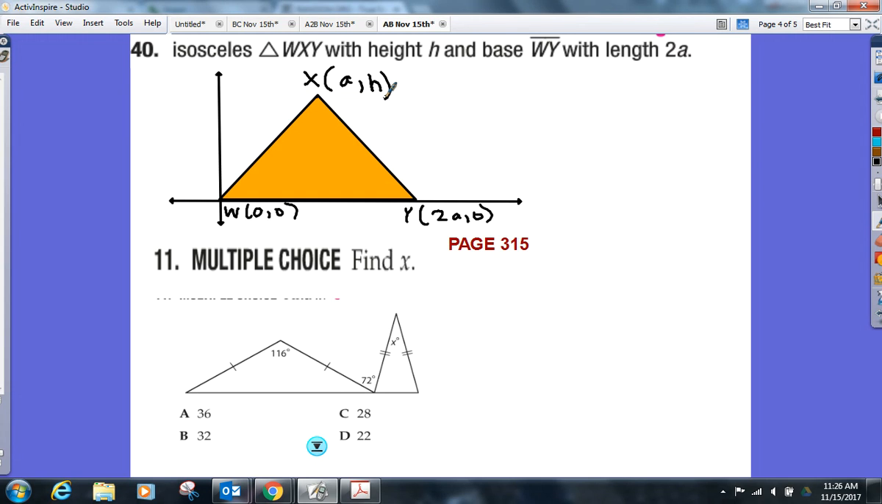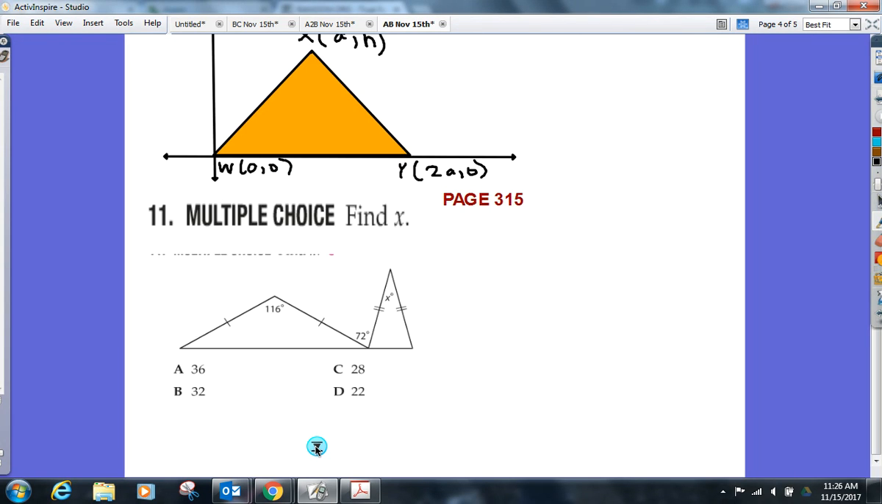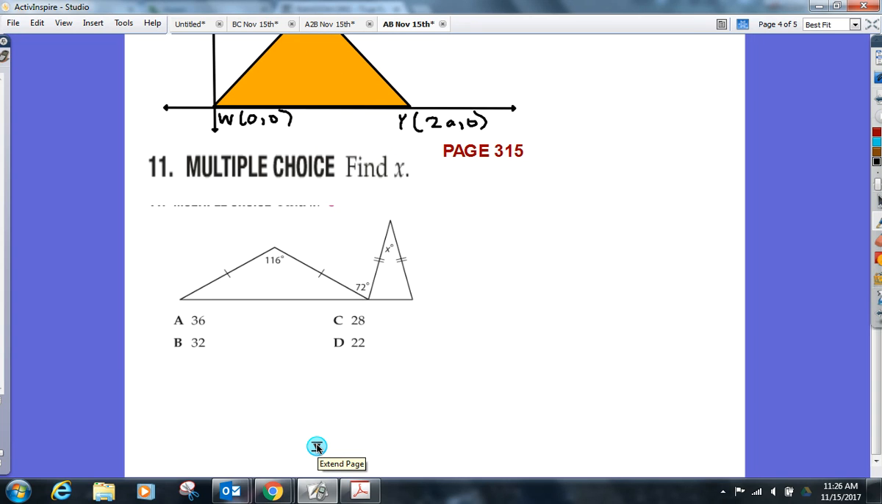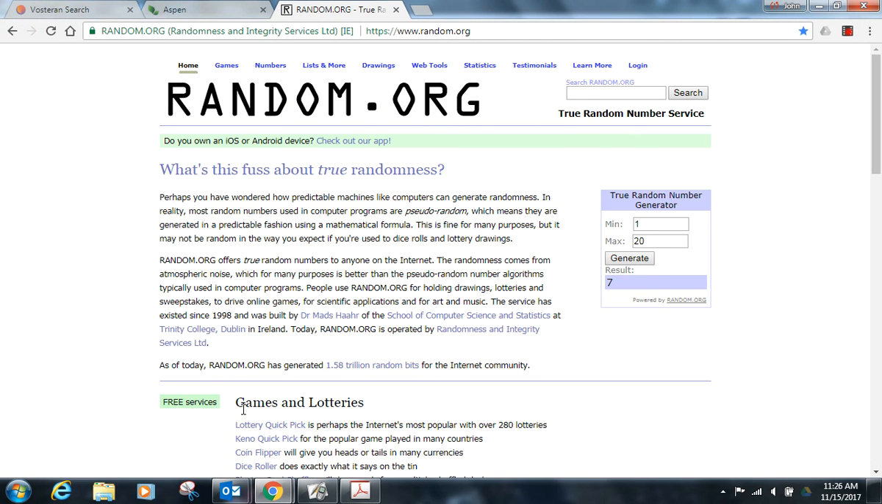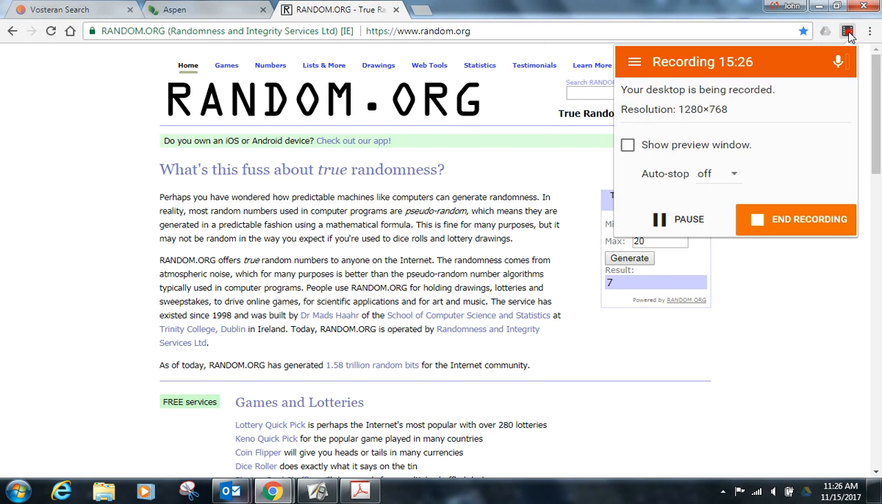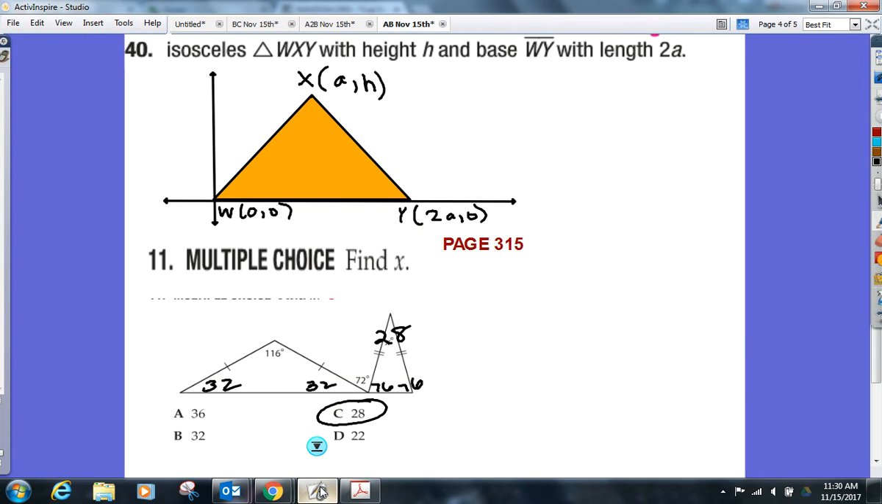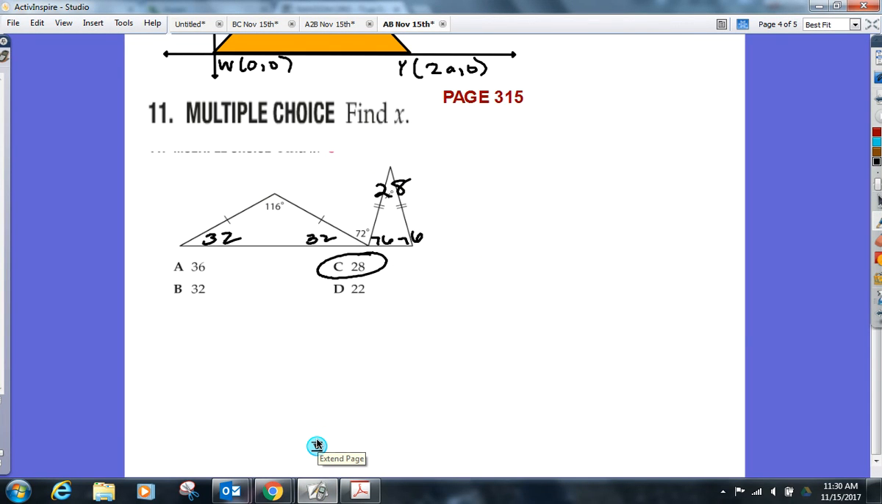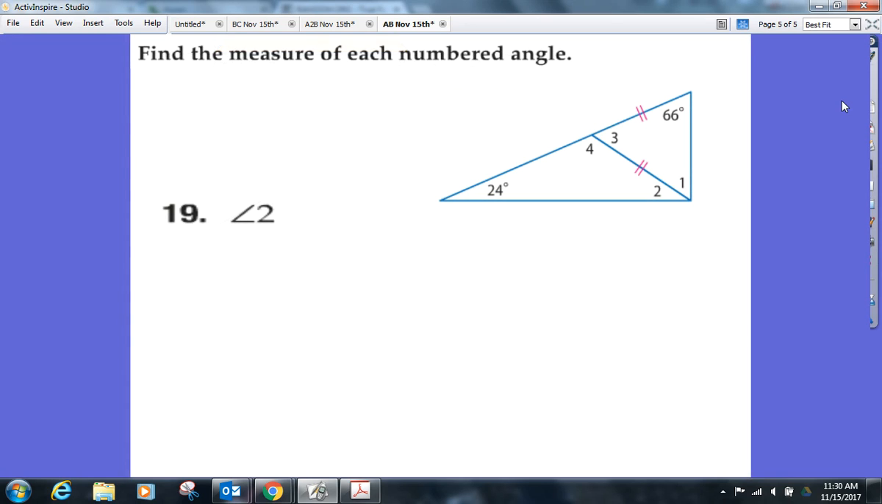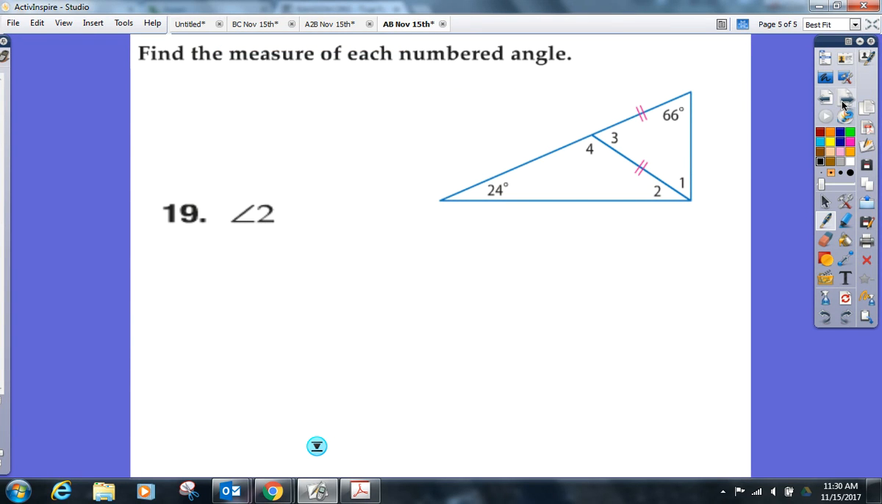Page 315. Page 315. If you want to work with somebody in your group, that's fine. I'll give you guys about 2 minutes right now on number 11 to find X on page 315. Correct answer for that one, 28. Number 19 on the same page.